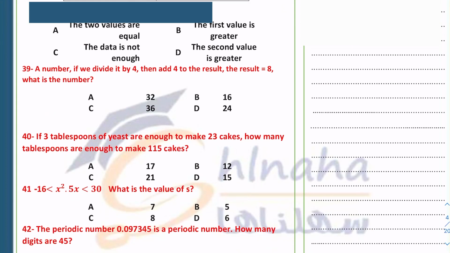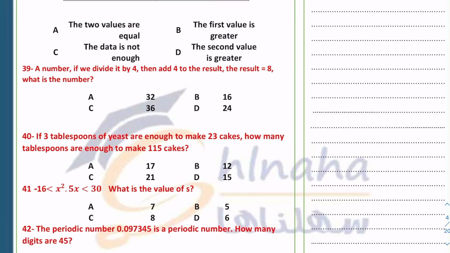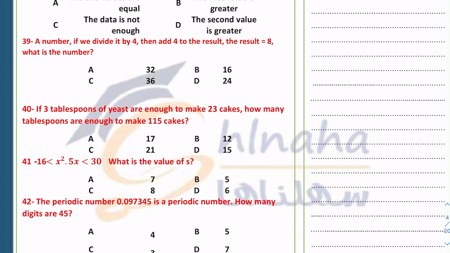Next question, 39. A number, if we divide it by 4, then we add 4, the result will be 8. What is the number? I will use the choices. If I divide here by 4, 16 divided by 4 will be 4. Then we add 4, so the result will be 8, so it's letter B. If we try another one, for example, here we divide by 4, it will be 8. 8 plus 4 will be 12, so it's incorrect. And you can check the other choices. Question number 40.